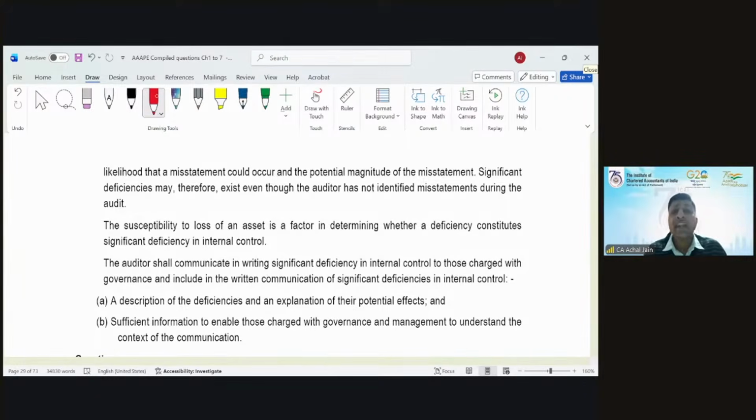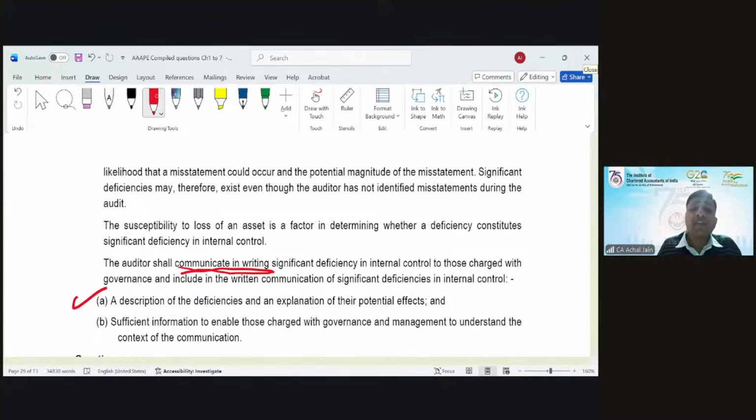Auditor shall communicate in writing significant deficiency in internal control to those charged with governance and include in the written communication of significant deficiencies in internal control. Now, what will he communicate in writing? Description of the deficiencies, and of course an explanation on their potential effects. See, let's suppose the auditor is talking about a significant deficiency, then its potential impact is something which becomes important for anyone to understand. Correct?